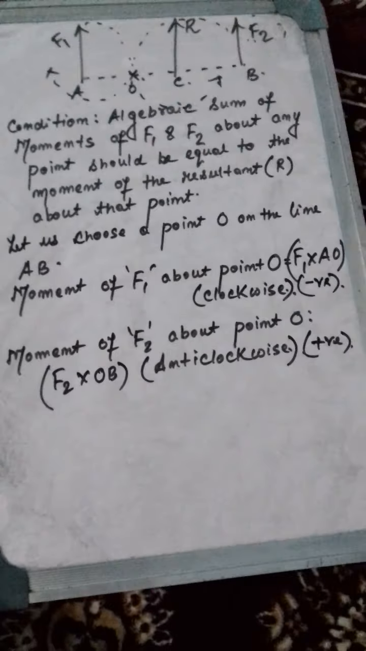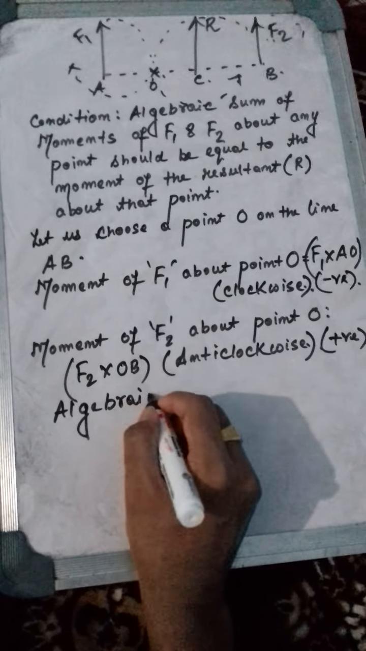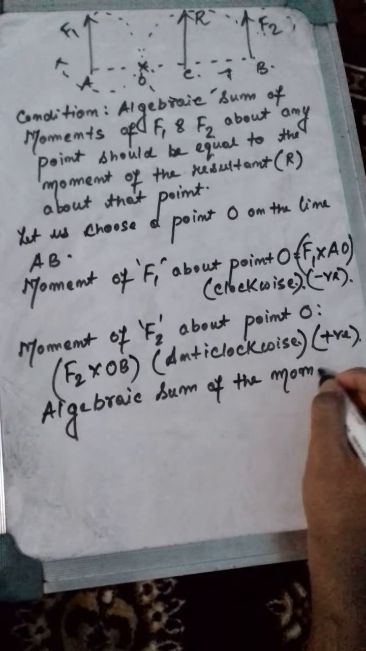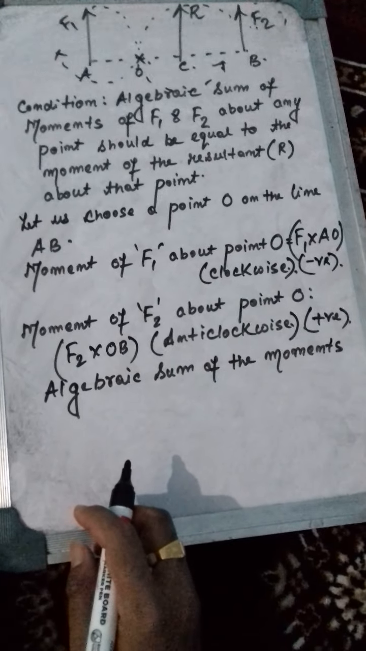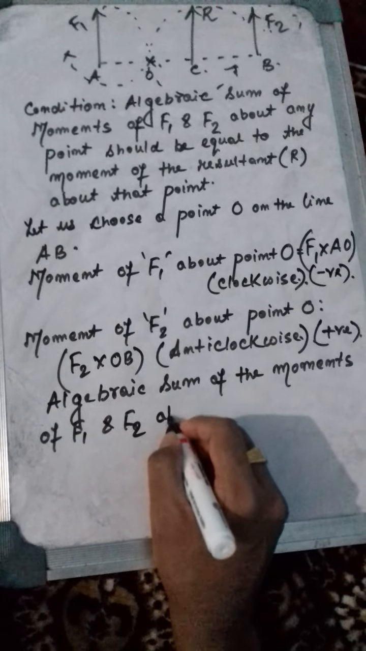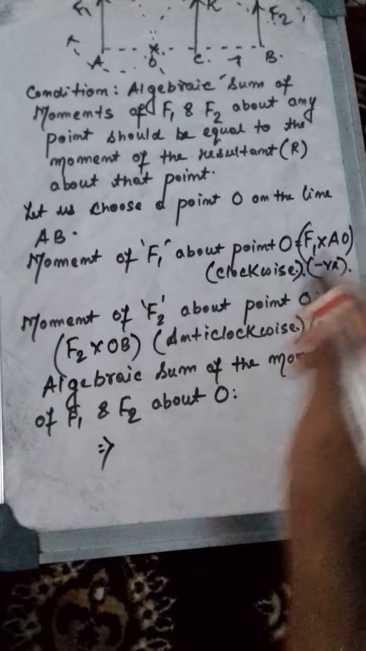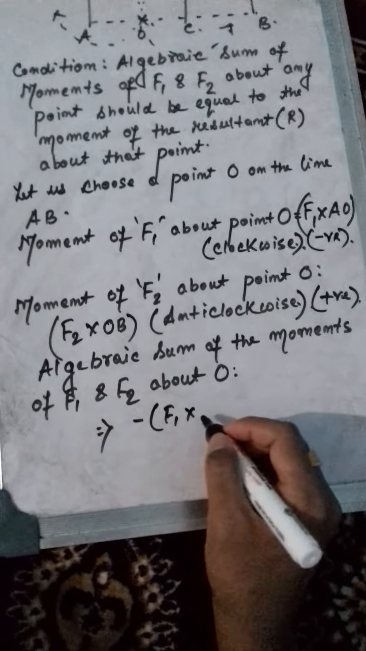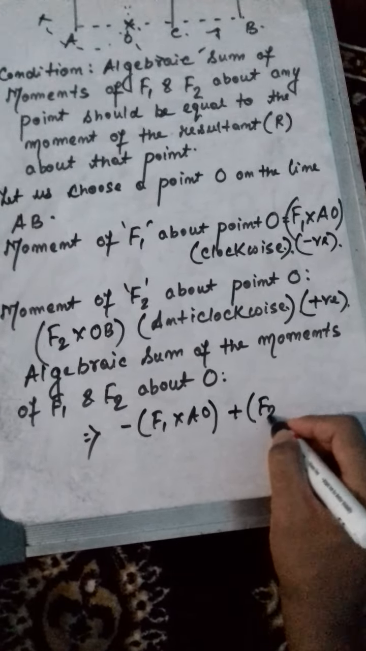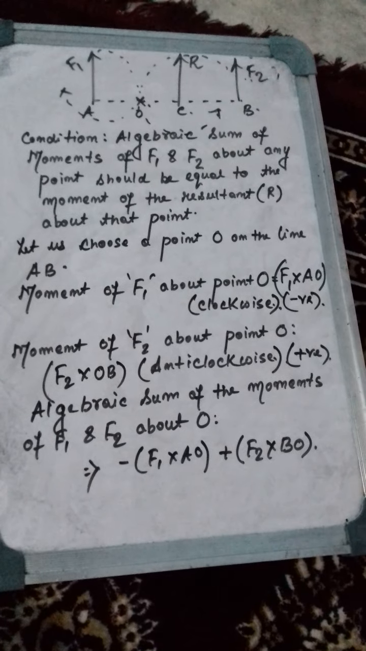If we take this convention, what will we get? Now let us add up the algebraic sum of the moments of F1 and F2 about O. It is minus F1 into AO plus F2 into BO.